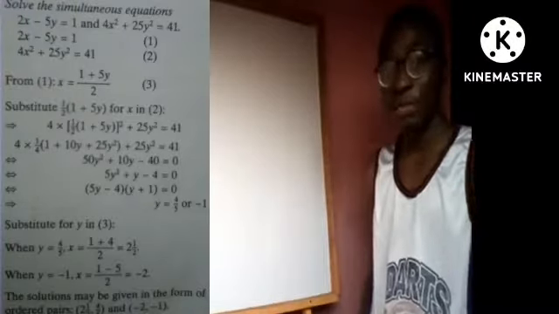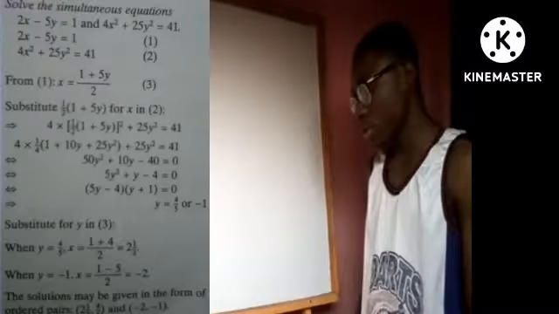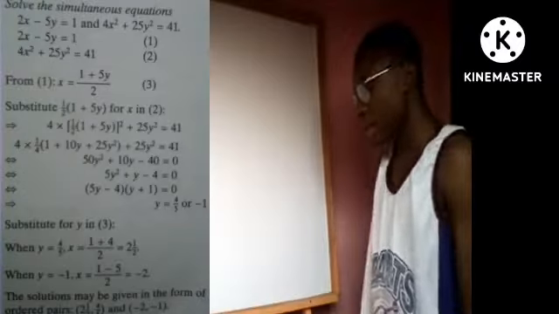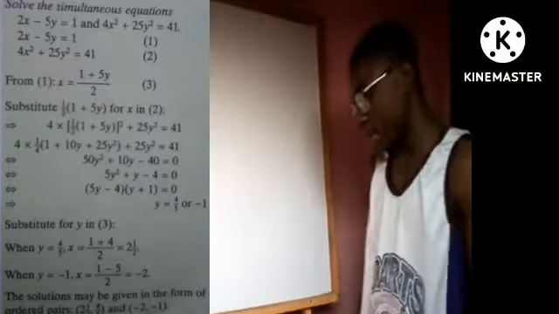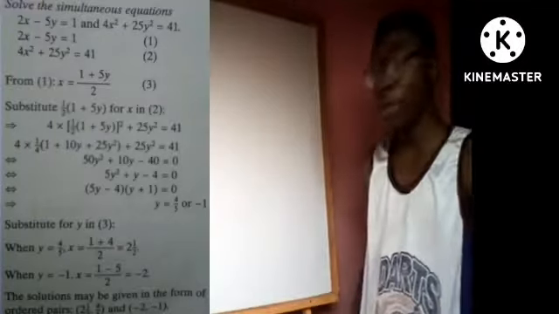So at the end of the day, we have y equals 4 over 5 or y equals minus 1. When we substitute for y in the equation, when y equals 4/5, x will be equal to 2.5. Then next, when y equals minus 1, x will be equal to minus 2. Then lastly, you now represent the solution as an ordered pair.